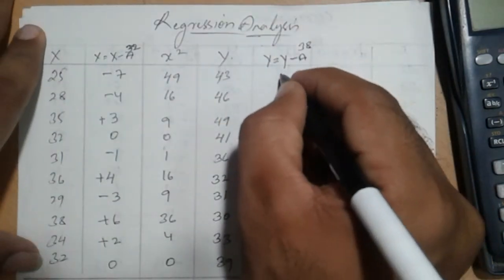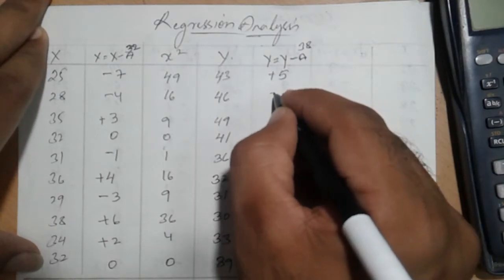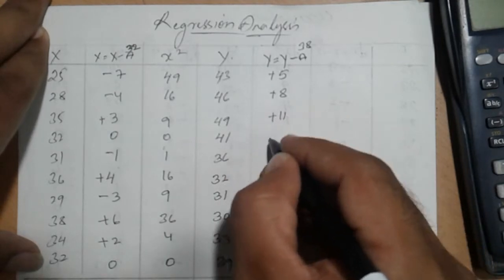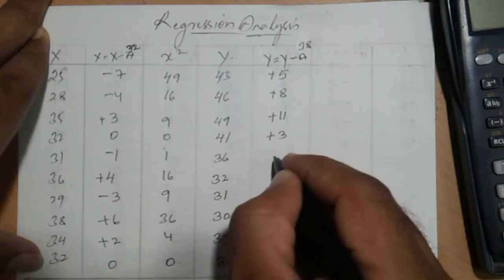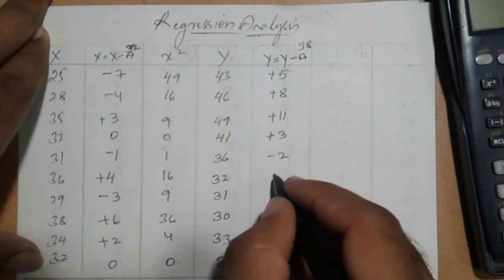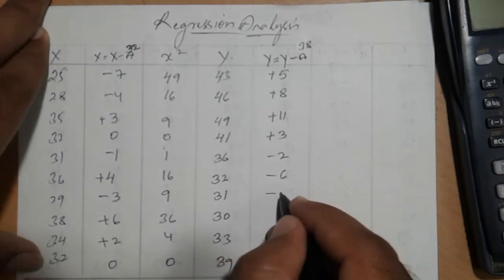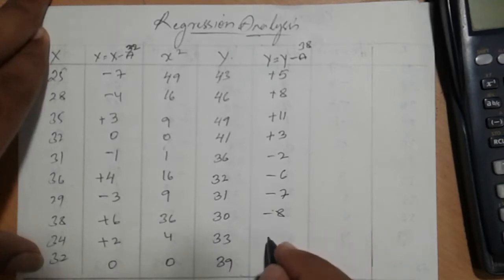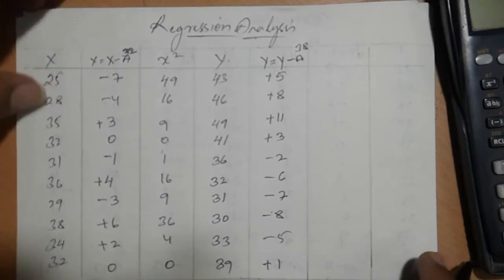43 minus 38, plus 5. 46 minus 38, plus 8. 49 minus 38, plus 11. 41 minus 38, plus 3. 36 minus 38, minus 2. 32 minus 38, minus 6. 31 minus 38, minus 7. 30 minus 38, minus 8. 33 minus 38, minus 5. 39 minus 38, plus 1. Now y square.